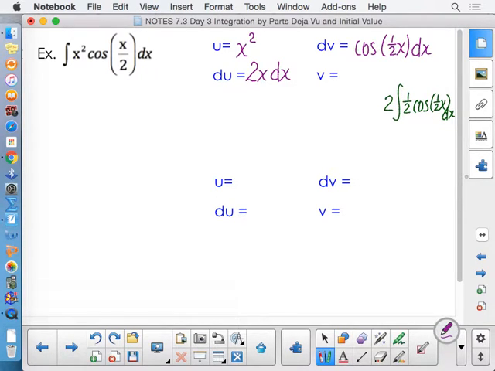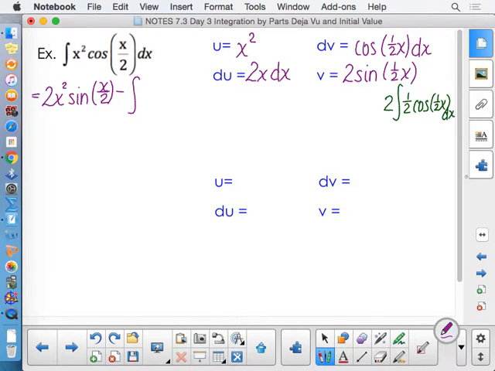So when I go to get my dv, and again, pause the video and work that if you need to, we'll end up at 2 sine, and again, that 1/2 x gets brought in. So as we go to sub all this in, we're going to come across with our 2x squared sine of half x minus, and then we've got our nice integral.